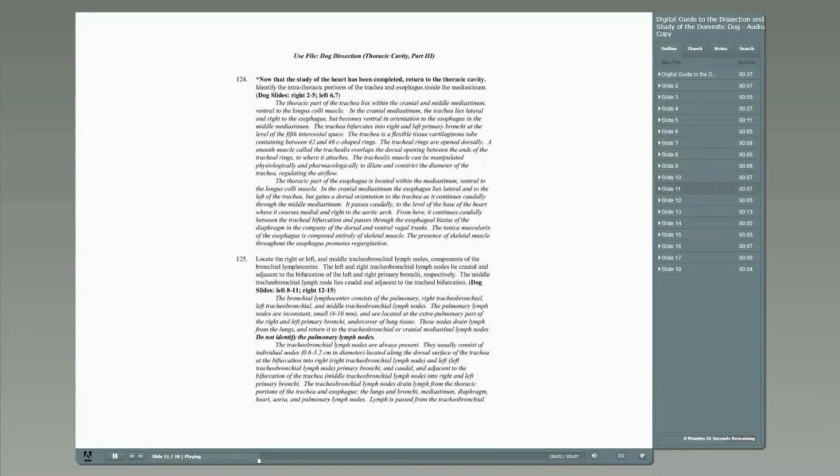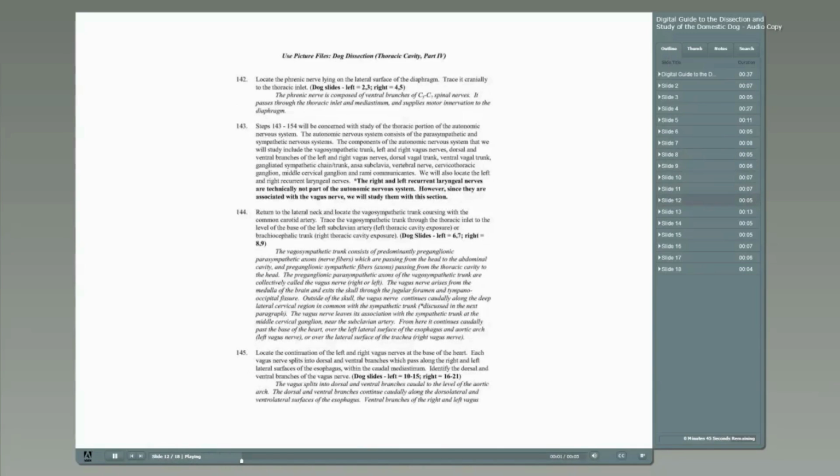The esophagus, trachea, and nodes of the bronchial lymphocenter are discussed on this page of the guide. The vagosympathetic trunk and vagus nerves are discussed here.